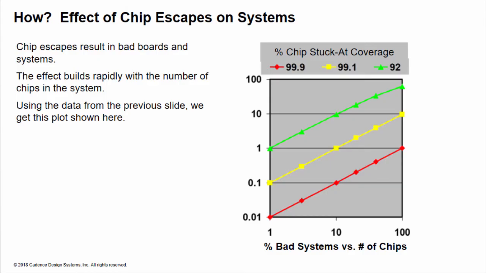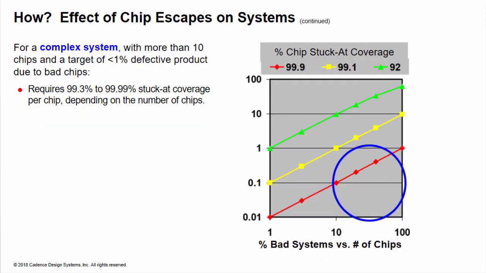In this plot, we take the escape percentage for 3 different fault coverage values from the previous chart and calculate the percentage of defective systems that would result just from bad chips. Plotting this against the number of chips, we get the lines that are shown. Clearly, for this technology, chips intended for complex systems with high quality requirements may need to be tested to better than 99% fault coverage, despite the very low percentage of escapes implied.